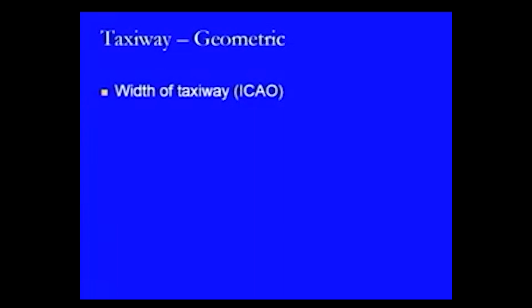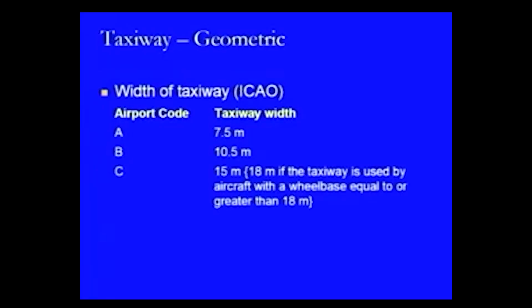Then as far as the ICAO recommendations are concerned, for the width of the taxiway, what we look at is that it is defined in terms of the airport category, and if the airport code is A, then the taxiway width is 7.5 meters. If it is B, then it is 10.5 meters. If it is C, then it is 15 meters, and at times it is provided as 18 meters if the taxiway is used by aircraft with a wheelbase equal to or greater than 18 meters.